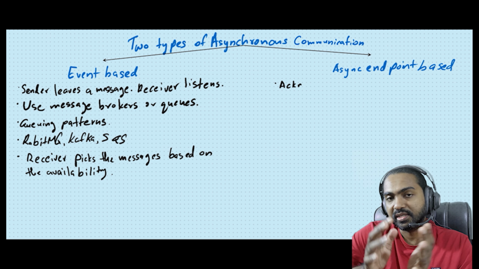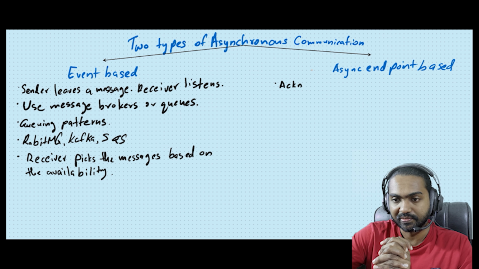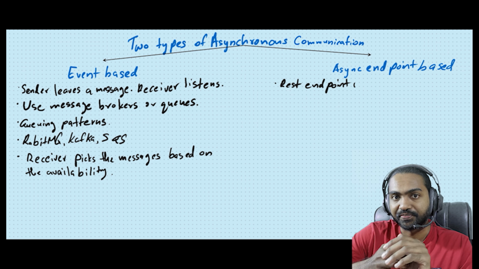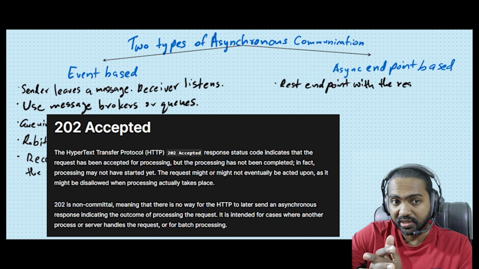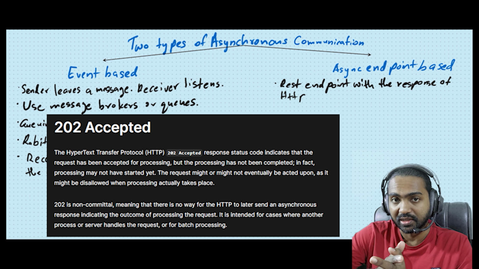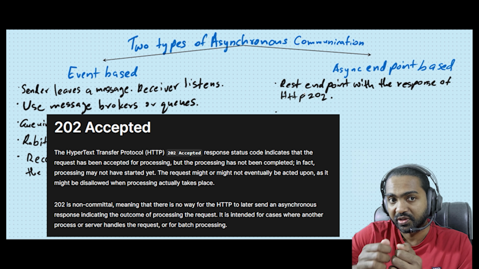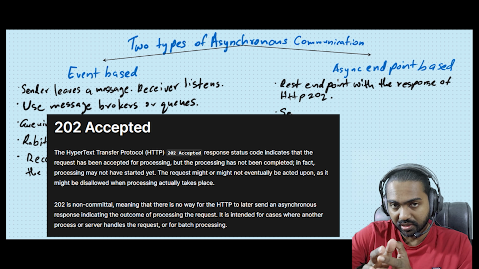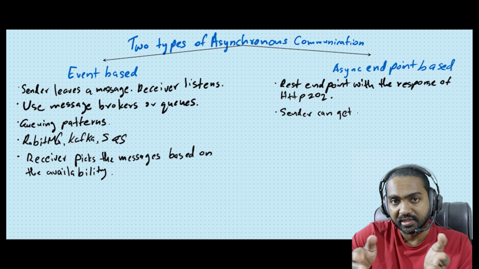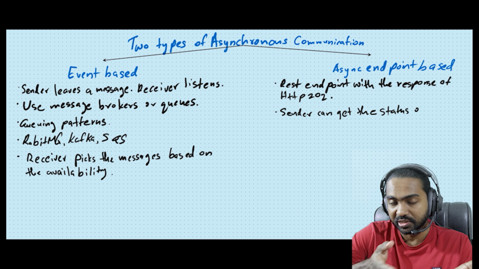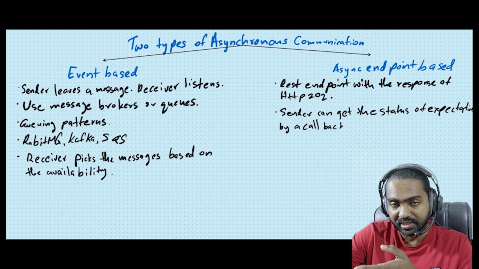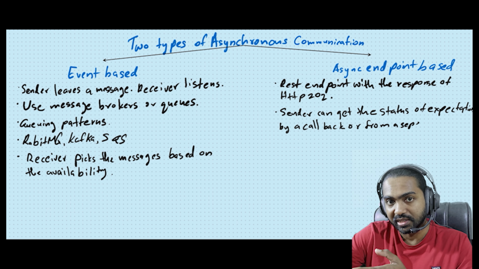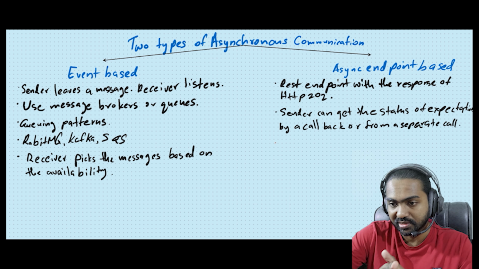Okay, let's move into the asynchronous endpoint based communication. In this asynchronous endpoint based communication, there is a standard HTTP status code which is received by the message sender, that is HTTP 202. We call that accepted. So when the sender receives that HTTP response code, the sender knows the message has been accepted by the receiver and it will process it, and the sender can continue his remaining tasks.